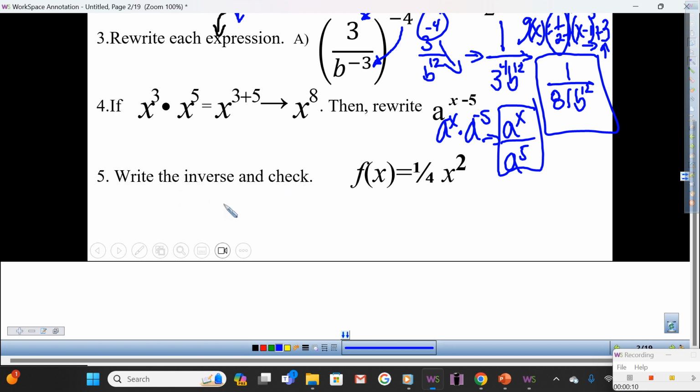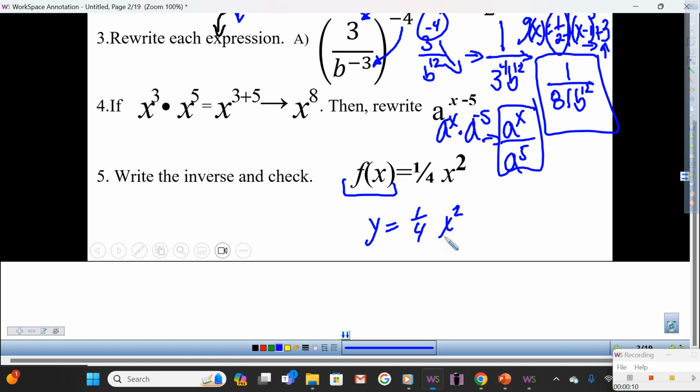Let's see if we remember how to do inverses. What is the first thing we do? Think about it. Grab it from the back of your head, long-term memory, bring it to the front. What is the first thing we do? Martin! Very good. Change it to y. And that is equal to 1/4 x squared.